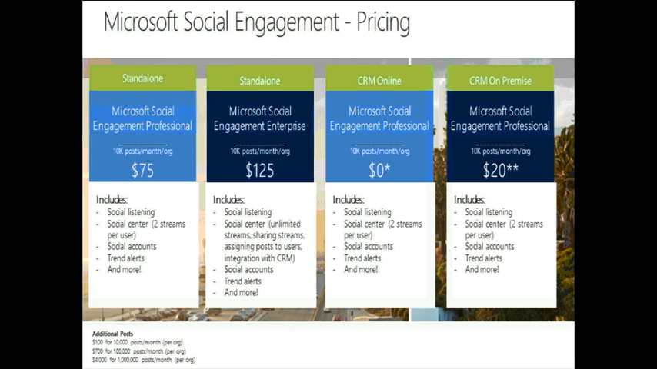And then the last option there is for an on-premise customer. If you want social engagement and you have CRM on-premise and you are current on your SA agreement, then you can get a discount on the professional price for $20 per user per month. And again, that's only for the users that you need access to social engagement. If you have 100 users in CRM, but they all don't need access to the social engagement, you don't have to purchase 100 social engagement licenses. You can purchase 10 or 5 or whatever you need.